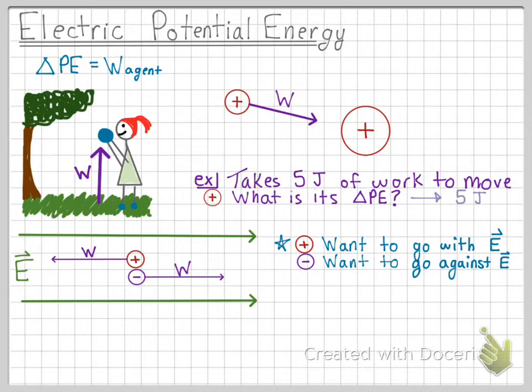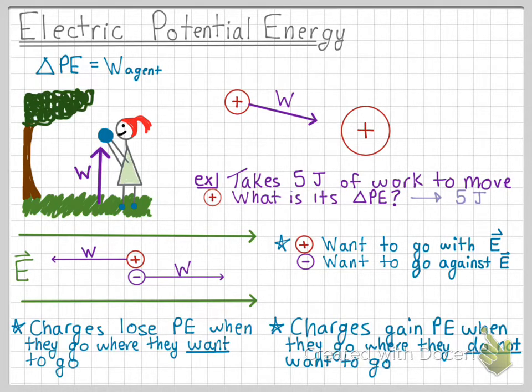Let's for a moment go back to our gravity example. If we let the ball fall, or essentially go where it naturally wants to go, we know that it will lose potential energy. And if we bring the ball to a position where it does not naturally want to go, which is above the ground, we know that it will gain potential energy. This idea of moving an object where it does and does not want to go and how it will affect its potential energy is similar to charges. So if we bring a charge where it does not want to go, it's going to gain potential energy. And if we bring a charge where it does want to go, it's going to lose potential energy.